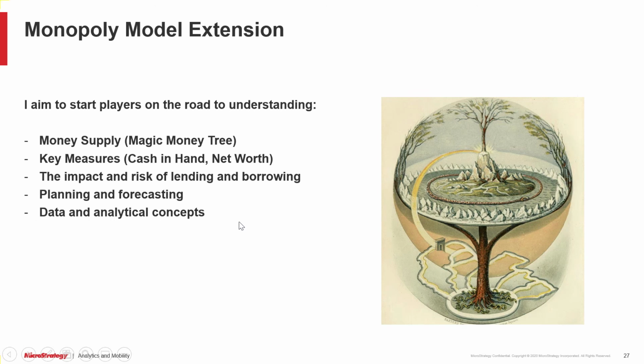So the idea is to extend the Monopoly model, and I aim to start players on the road to understanding the money supply, so the magic money tree there that you have there, key measures, so cash in hand, net worth, net liabilities, the impact and risk of lending and borrowing, planning and forecasting, and then data and analytical concepts.